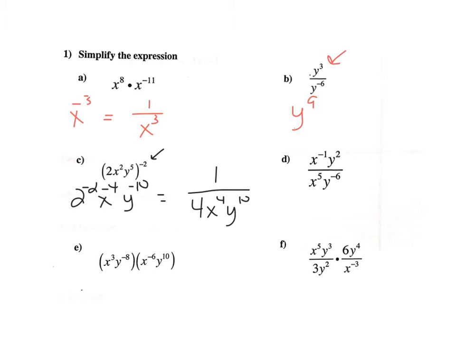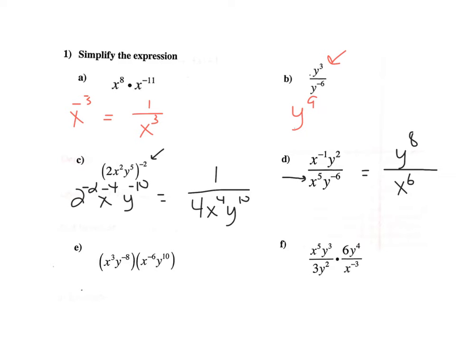Part D has division again, so I'm going to subtract. Now, also notice where your bigger exponent is. If I'm looking at my x's, the bigger exponent is in my denominator. So I'm going to do 5 minus negative 1, which is 6. The x stays in the denominator because that's where the biggest x is. Look at the y's. The bigger one's on the numerator. So I'm going to do 2 minus negative 6, which is 8. So I'm going to put y to the 8th, and that's it.